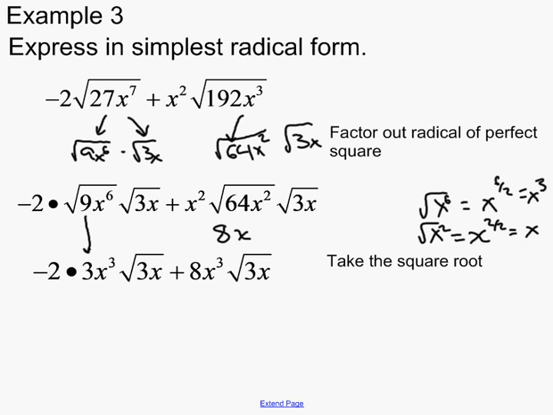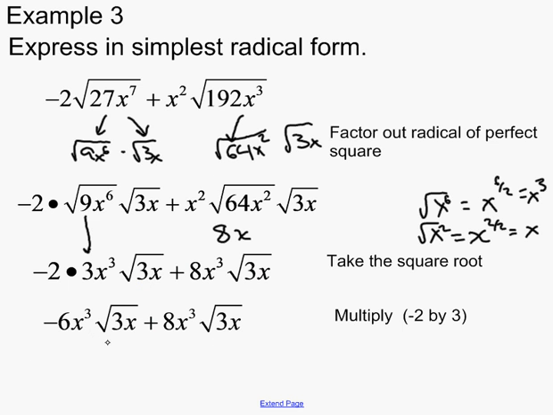But 8x times x squared is 8x to the third. So that's how we got that 8x to the third here, and then just bring down the radical 3x. So now we just multiply the negative 2 by the 3 here, and we get negative 6x to the third. Bring everything else down. So as you can see here, we have like radicals.